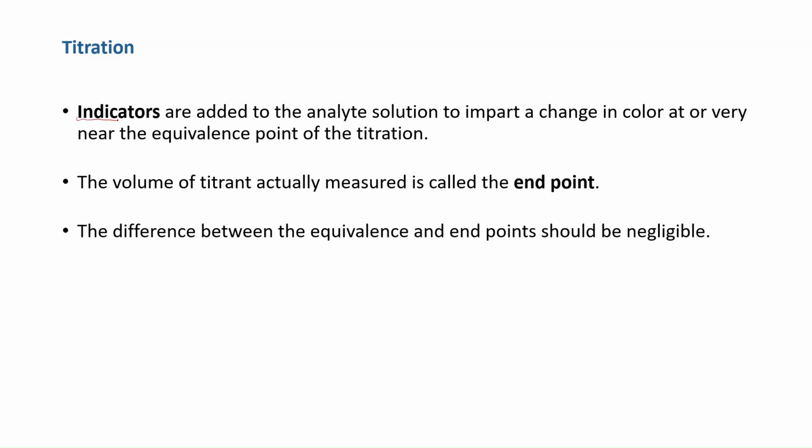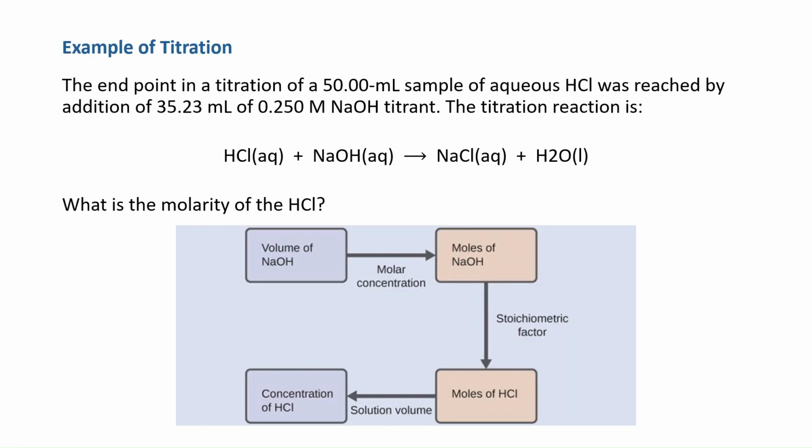So we add an indicator. An indicator usually changes color if it's not the equivalence point very, very close, okay? The volume that you measure, or the volume at which you get the color change, is actually the endpoint. But you find an indicator that the endpoint and the equivalence point are very, very close together. And we'll cover a whole lot more in the second semester of chemistry, but there's actually a big table of indicators, so you know what reaction you have, and you can choose the proper indicator.